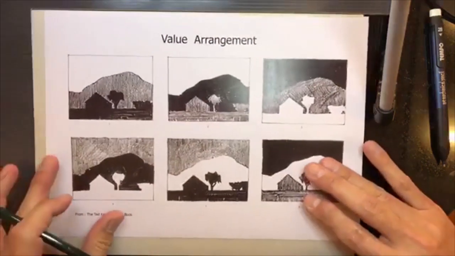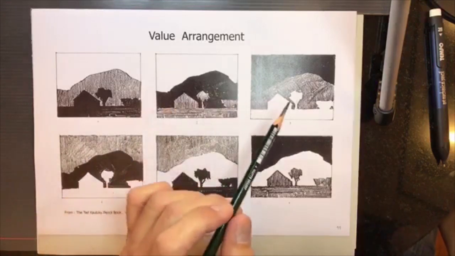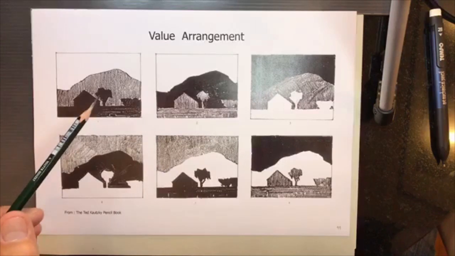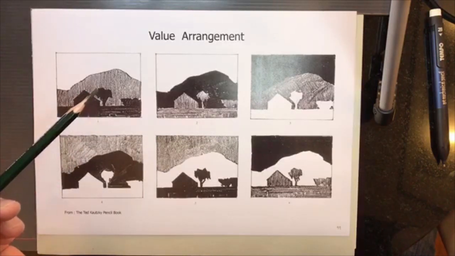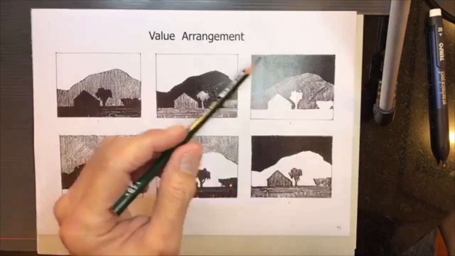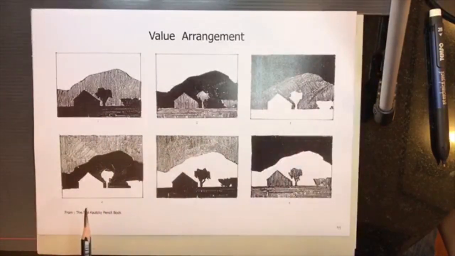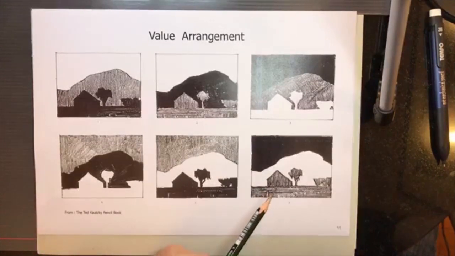The different tone or different value in the picture, we can arrange so many options. Something like this is the one landscape. We can arrange the two or three value, two or three tone to put on our sketch, something like this. Number 1, number 2, number 3, number 4, 5, 6. It's different, even it is the same picture.